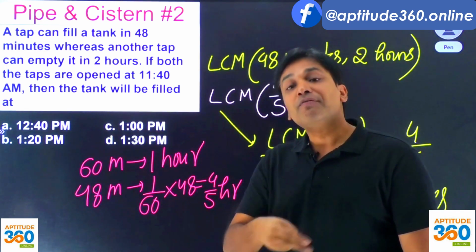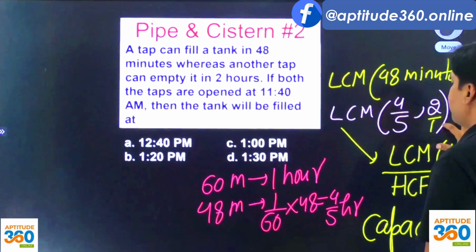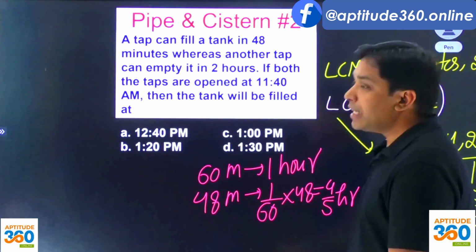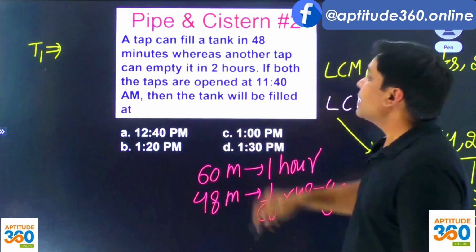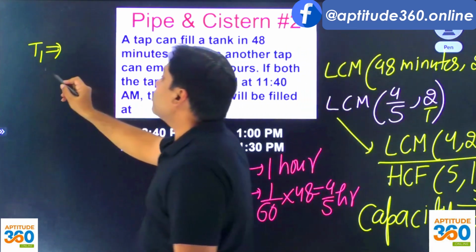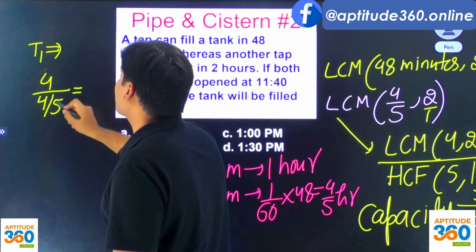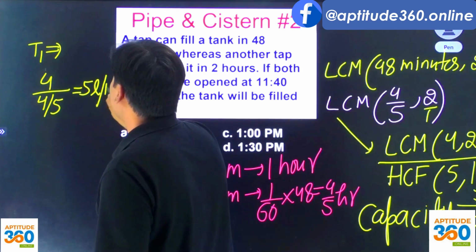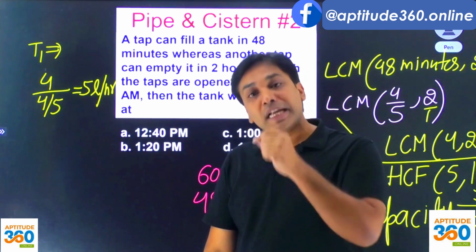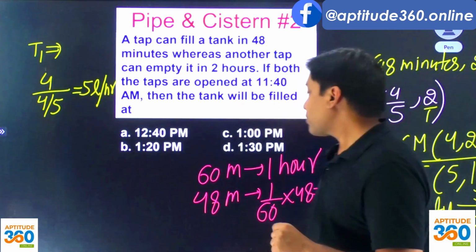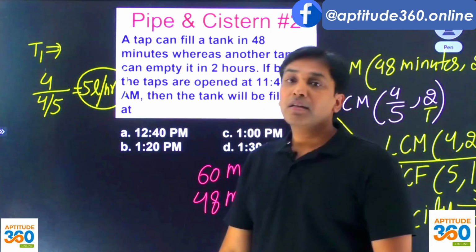What is step number 2? You should be finding out the rate of these taps. Now let's find out what rate comes out for tap 1 and what rate comes out for tap 2. So tap 1 fills this entire thing in 48 minutes. 48 minutes is 4 by 5 hours. So I would say 4 divided by 4 by 5, which comes out as 5 liters per hour. If tap 1 has to fill 4 liters at the rate of 4 by 5 hours, it will be 5 liters per hour, right?